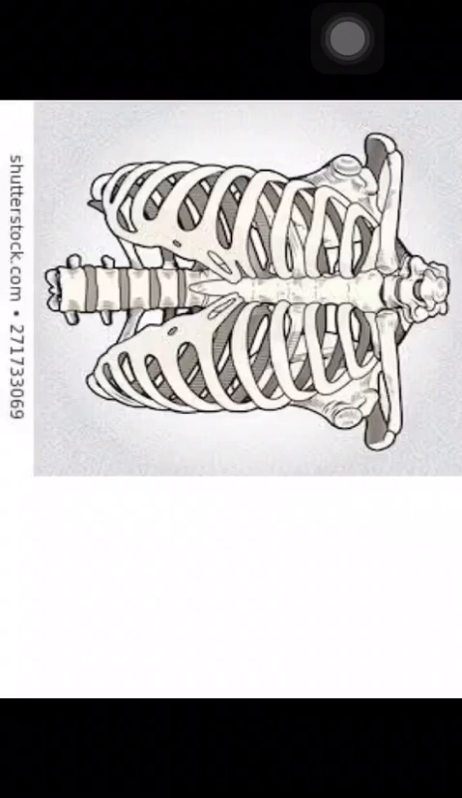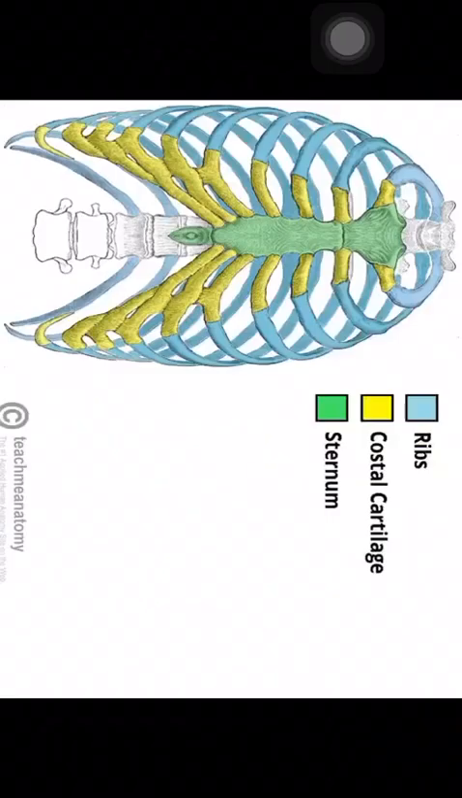20 are attached to the breastbone, also known as sternum, that is present in the front. You can see this green color structure is the sternum. The blue colors are the ribs. And as two ribs are not attached to the sternum, they are called floating ribs, which means 4 ribs are floating ribs.